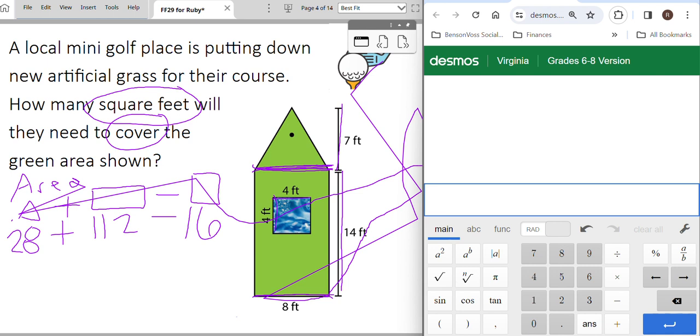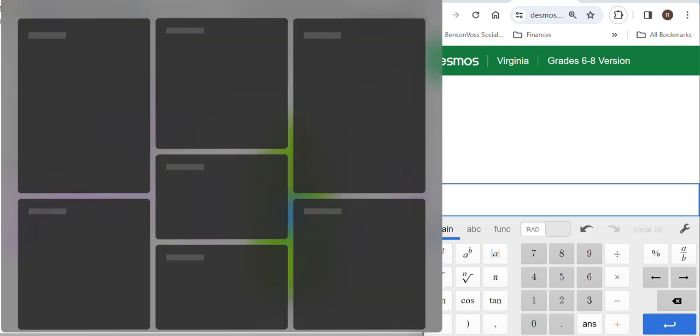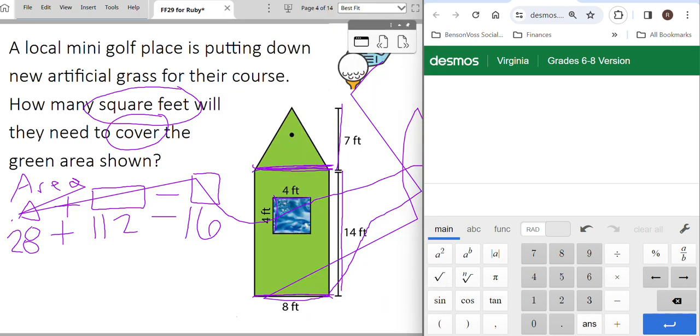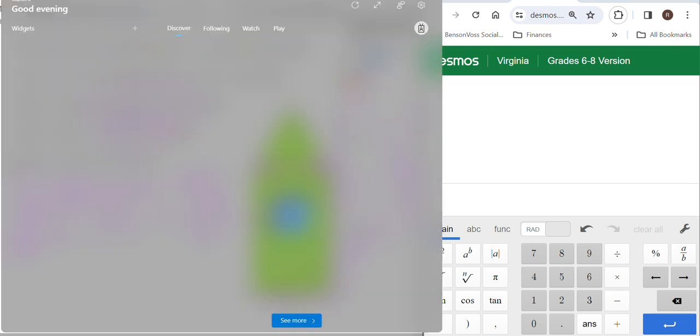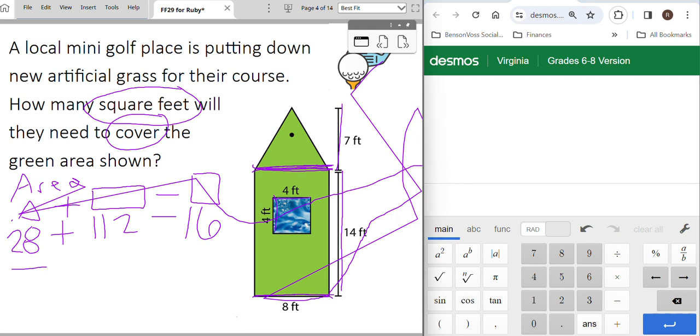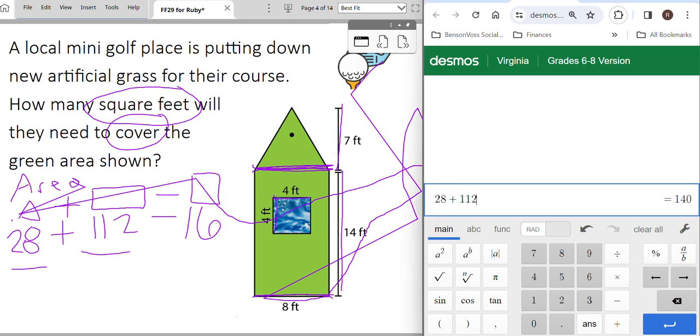So now I'm going to take all of these numbers over here. I'm going to start with 28. Whoops, sorry about that. Let me get rid of that. I keep doing it. I'm going to start with 28. And I'm going to put that here in my calculator. I'm going to add 112. And finally, I'm going to cut out or subtract the 16.